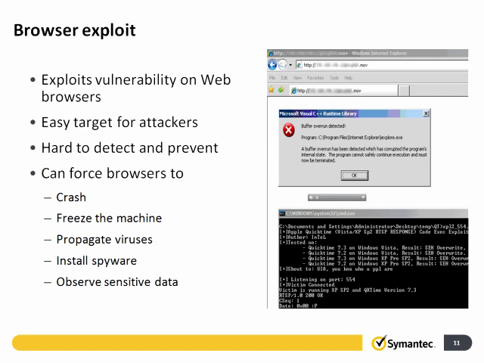Unlike worms and viruses, many of these attacks cannot be stopped by antivirus software alone. The attack can be used to make the browser do something unexpected. For example, it could force the browser to crash, read or write local files, propagate a virus, install spyware, or observe and collect sensitive data.